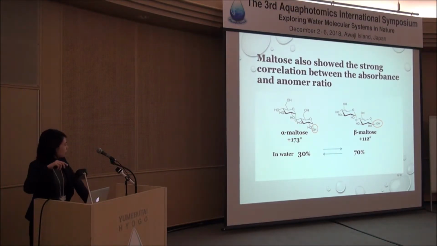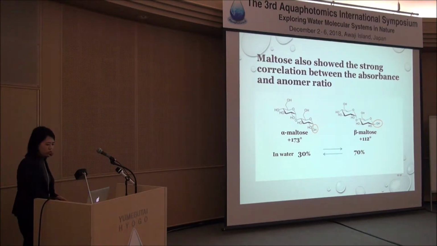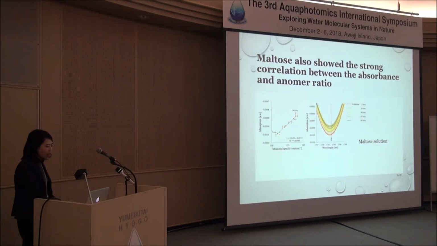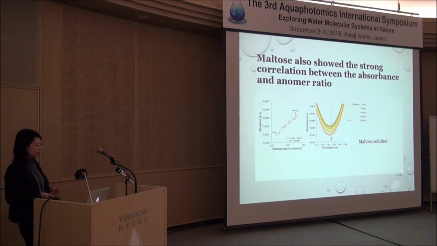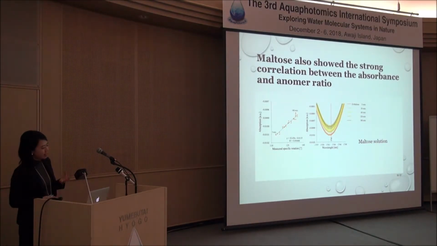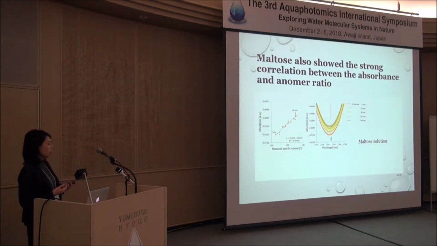They are balanced at the ratio of 3 to 7 in the solution. So absorbance at 7042 nanometer also shows a strong correlation with the specific rotation in maltose solution. It suggests that this absorption is highly correlated with the structure change at the C1 carbon.